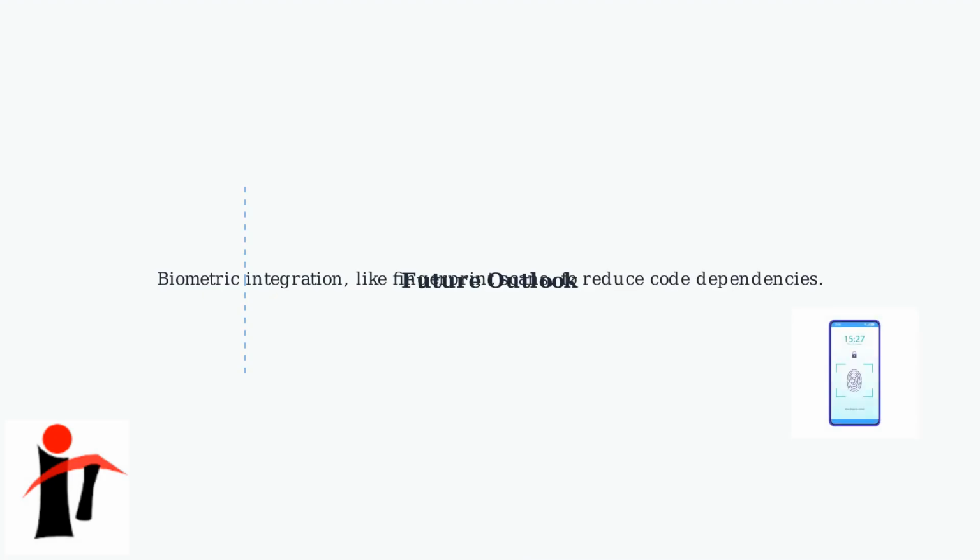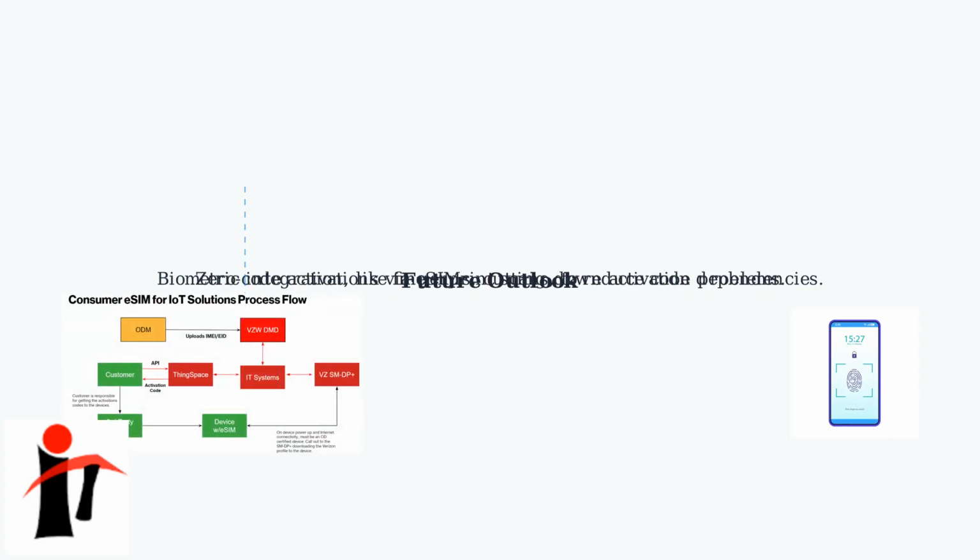In the future, expect biometric integration, like fingerprint scans, to reduce code dependencies. MVNOs are also moving towards zero-code activations via eSIMs, which should significantly cut down on activation problems.